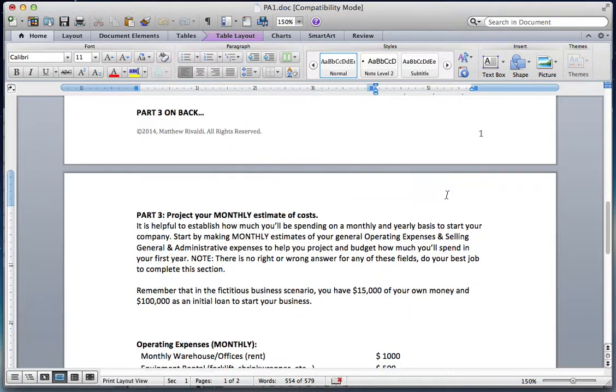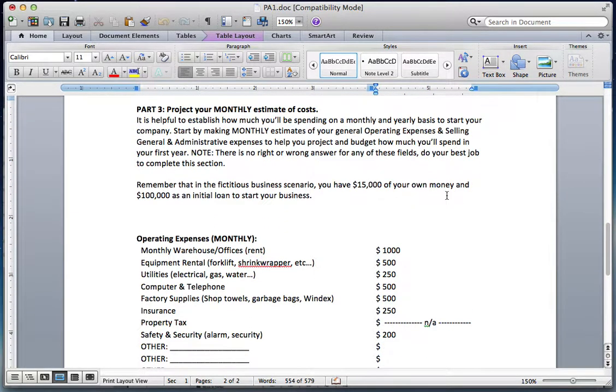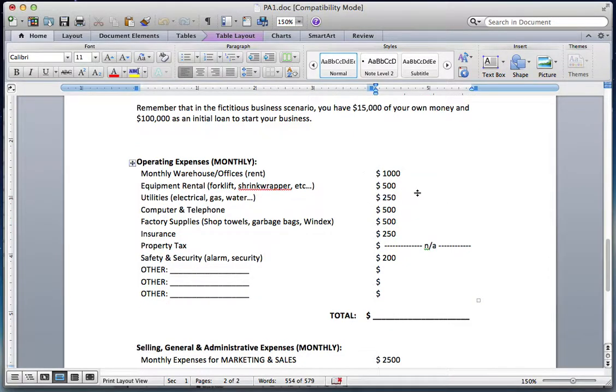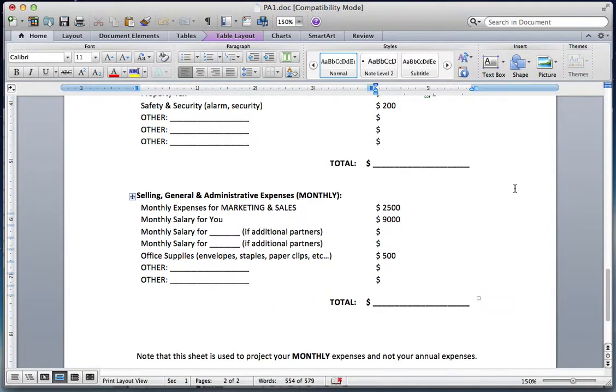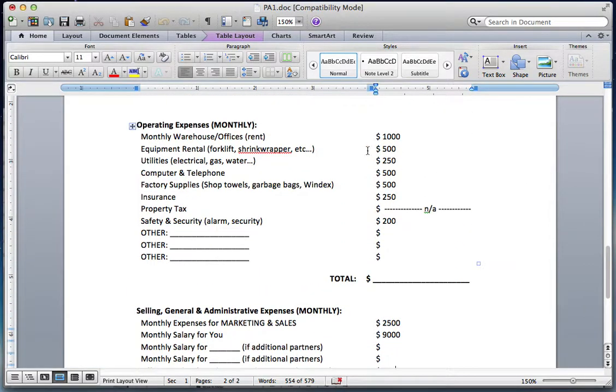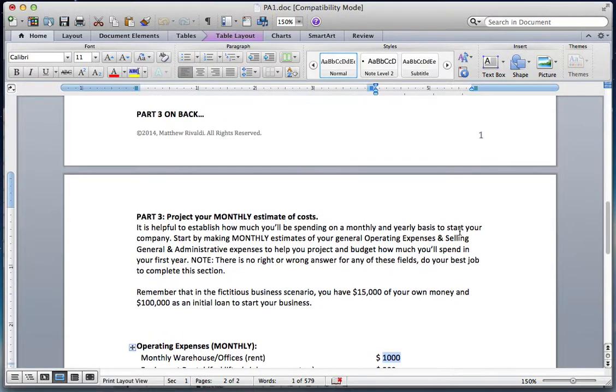In that assignment there were 3 parts, and I asked you how to set up your business. In the third part I asked you to project your monthly expenses, and you'll see that I have an example here. So I asked you how much would your monthly warehouse or offices or rent be, and you put, for example, $1,000. And I asked you to make your best guess. I know that this might not be accurate, but it's just your best guess.